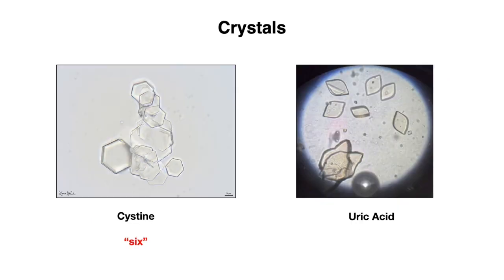And the cystine stones have 6 sides to them. They have a hexagon type shape, and so I think of cystine, 16. And your uric acid stones have this more rhomboid shape to them.